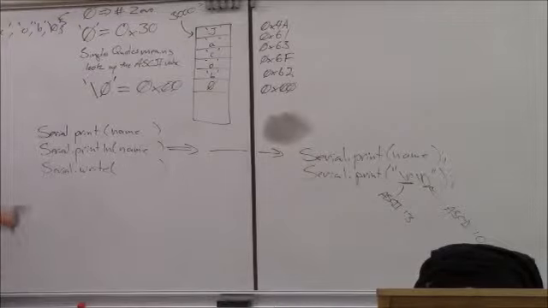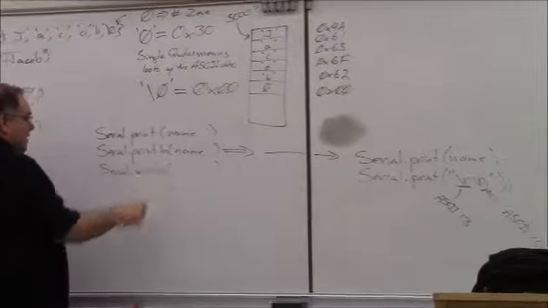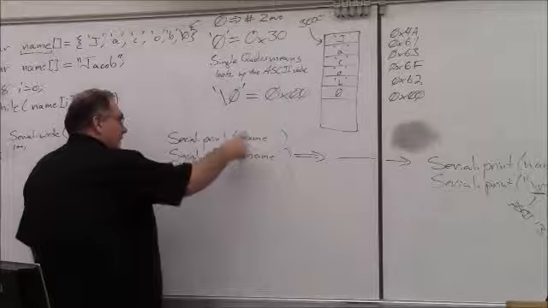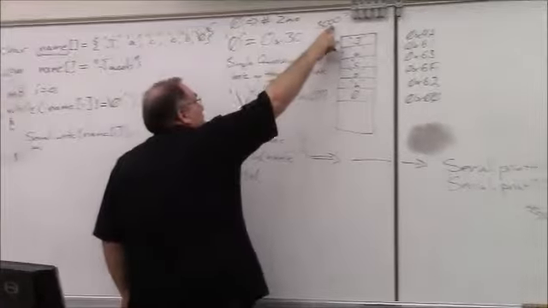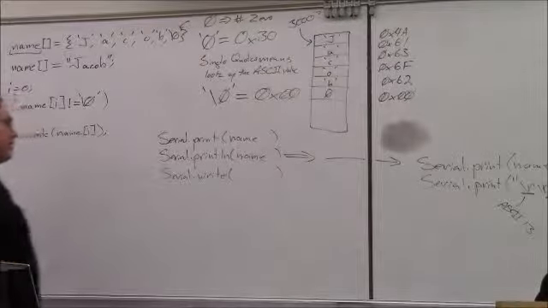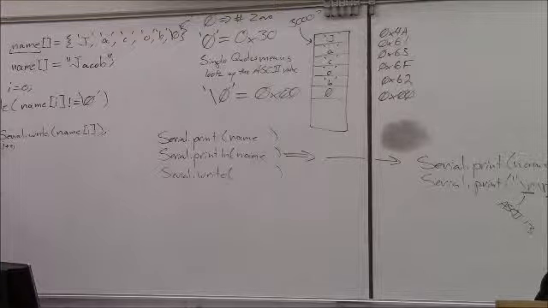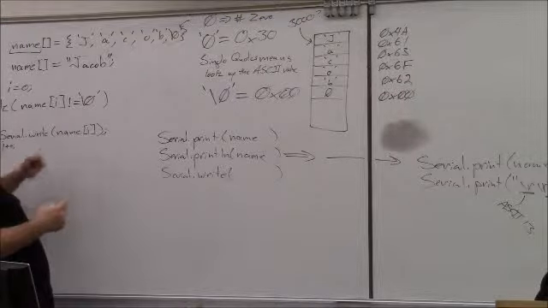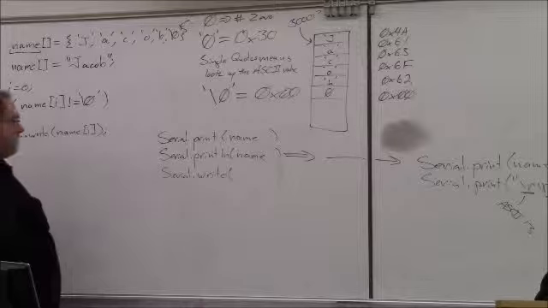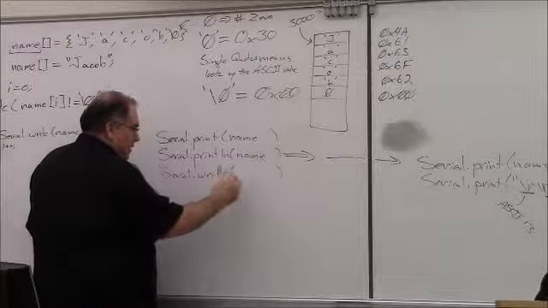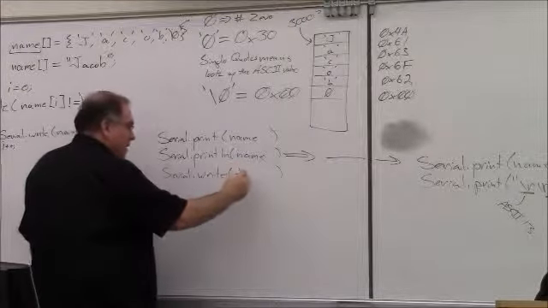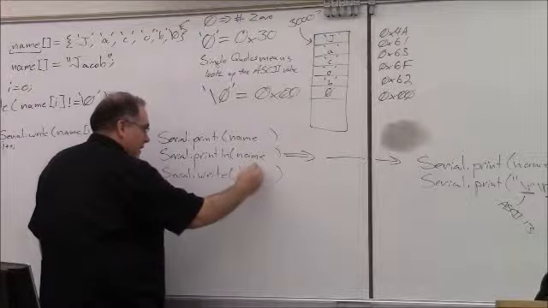Now, Serial.write is expecting not an address to a memory location, but a character. So it can take a single character, and when we say name with an index, that's a single character. What it would accept here is like a question mark.